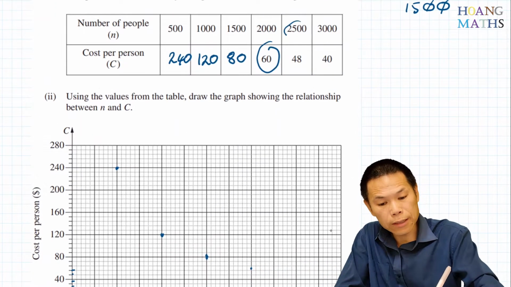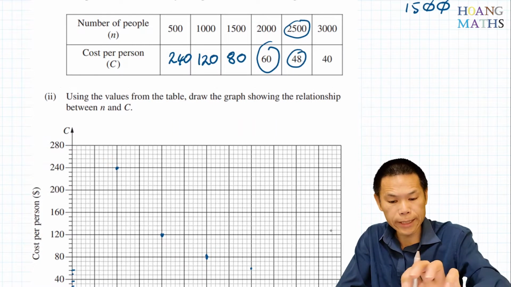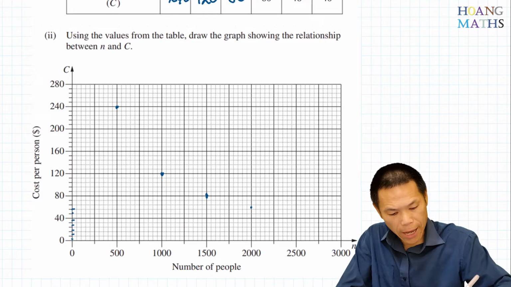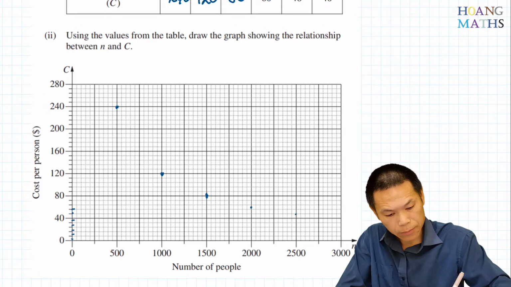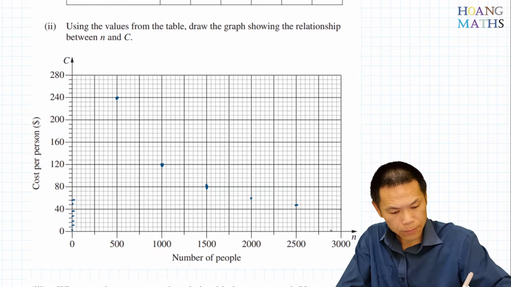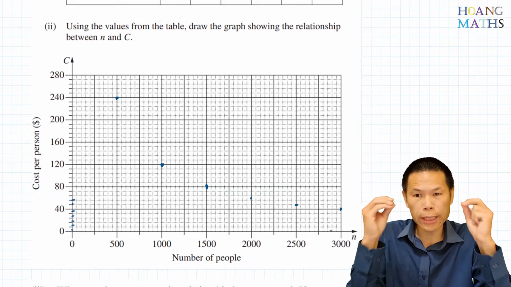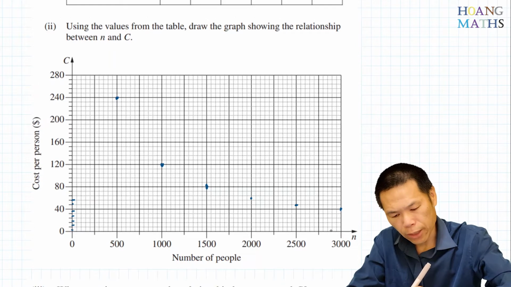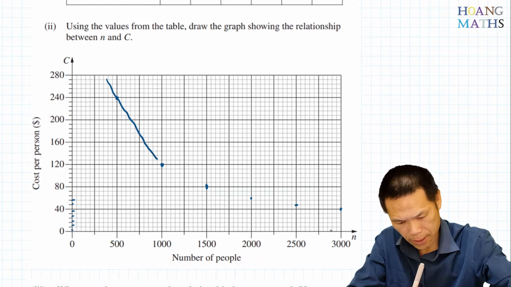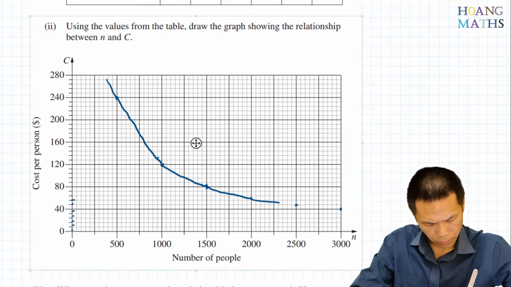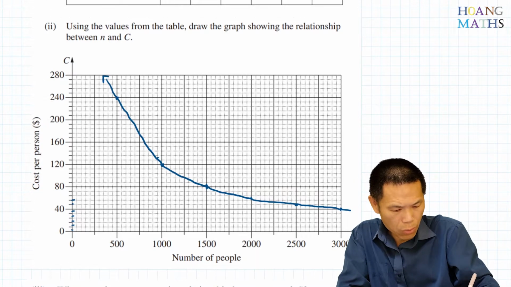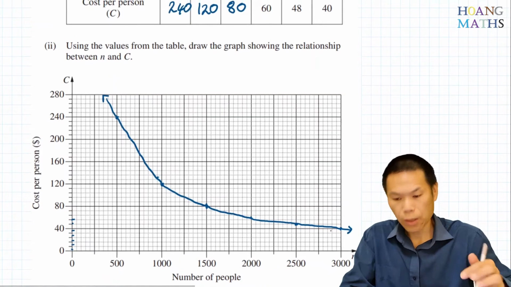2,500 will give me 48. So 2,500 is 48. Remember it goes up by 8, so 40, 48. And then for 3,000, it gives me 40. So there you go. Now we just connect these points together. We look at the points where we're heading and aim toward them. We put an arrow on both ends because it goes on forever. So this is it.